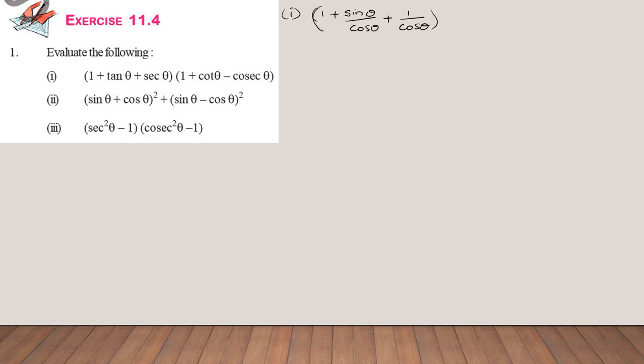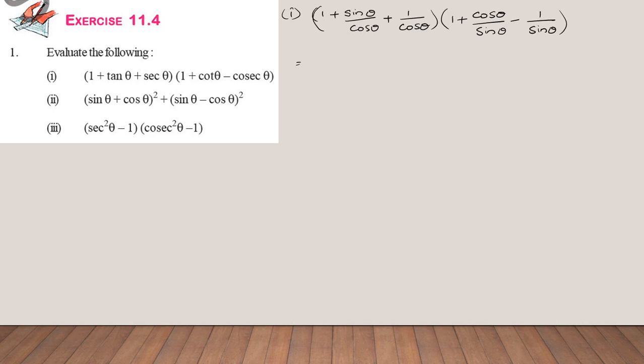So here these are the changes that you need to do. Next up, 1 plus cot theta I can write as cos theta by sin theta. So these things you have already learned in your exercise number 1, the basics of trigonometry. Cosecant theta I can write as 1 by sin theta.